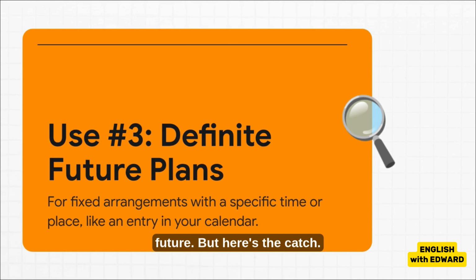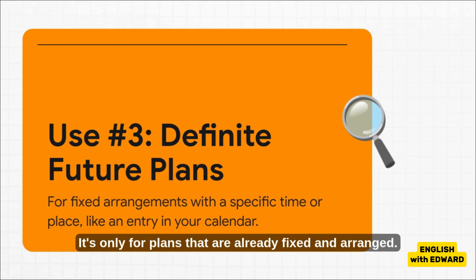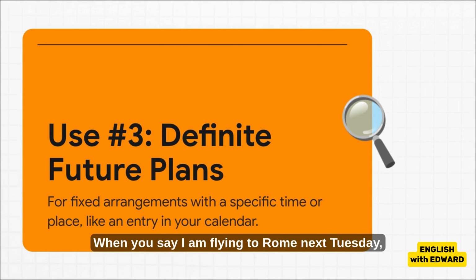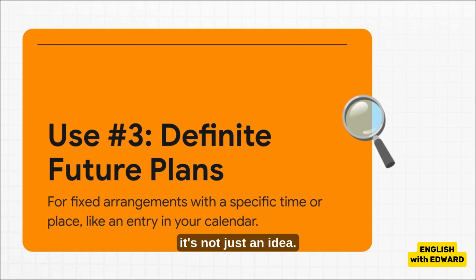But here's the catch. It's only for plans that are already fixed and arranged. You've got to think of it like an entry that's already in your calendar. When you say, "I am flying to Rome next Tuesday," it's not just an idea. It implies the ticket is booked, the plans are made, it's a definite thing.